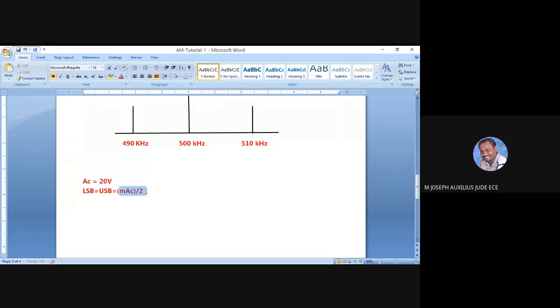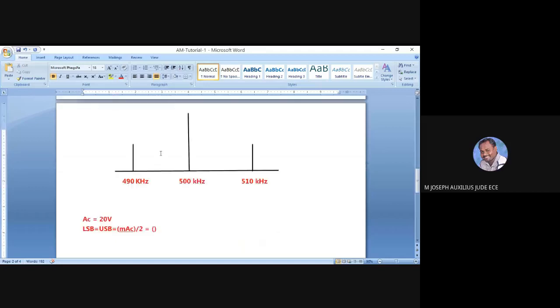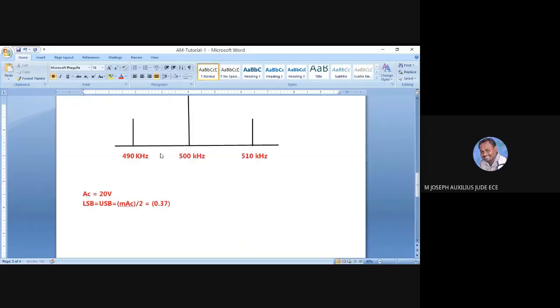So now you have to find out the lower sideband and upper sideband. What is the value of m here? 0.375 into 20, AC is 20 volt, whole divided by 2. So what will be the answer? 3.75. Hey, you just wait.